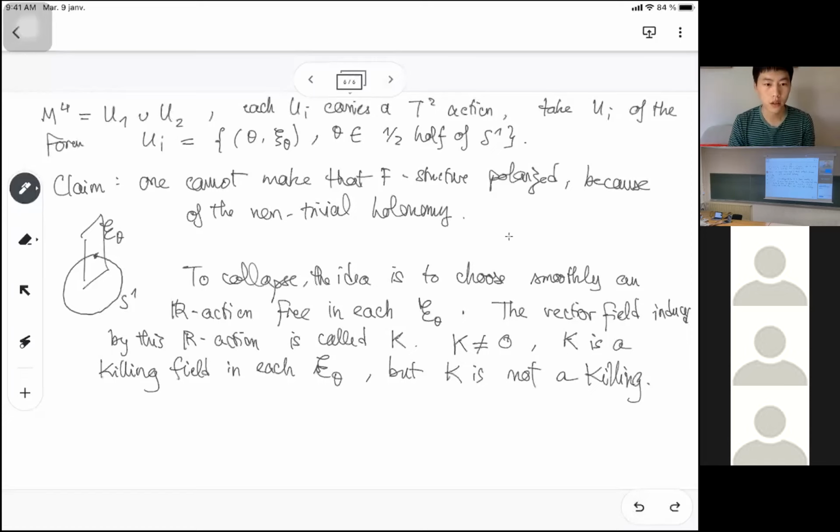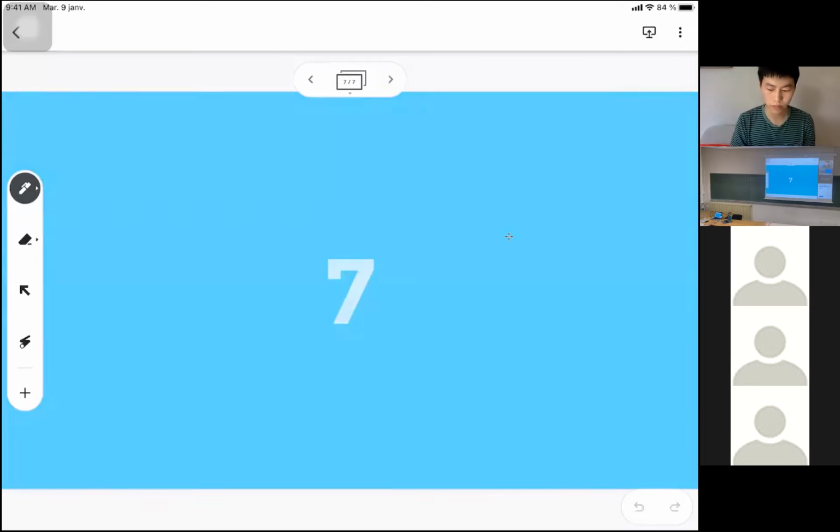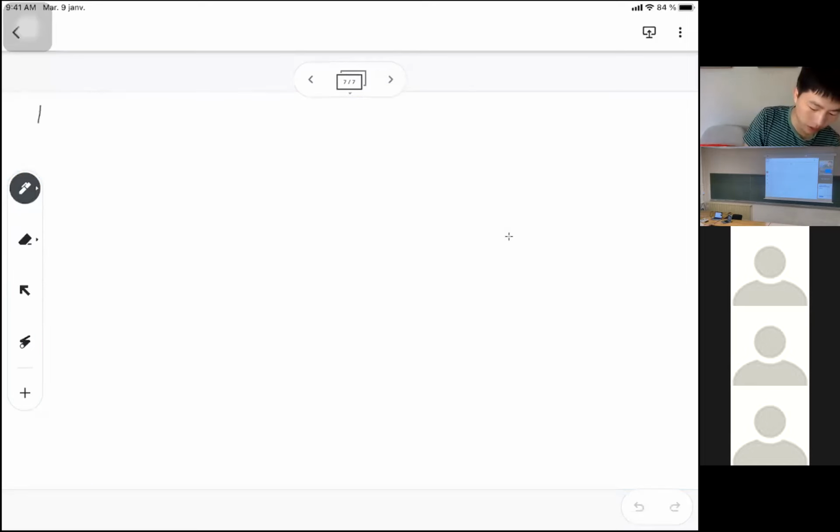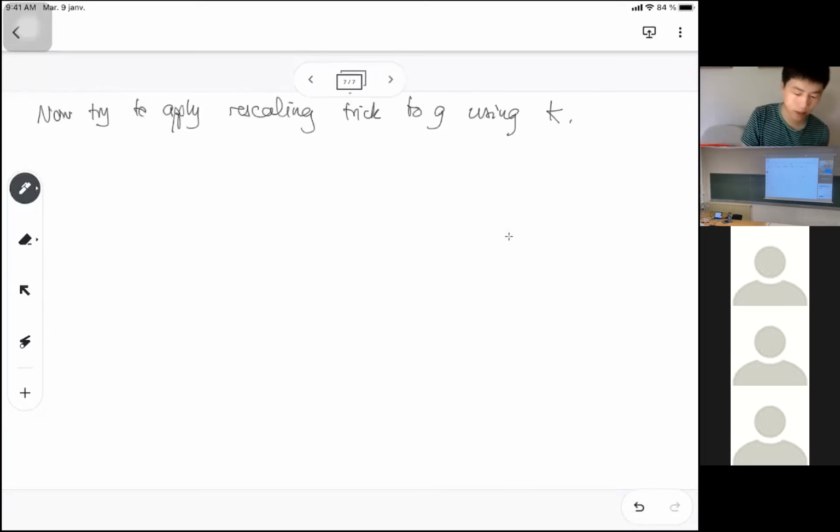So I'm going to finish then to illustrate what we're doing. So now try to apply the rescaling trick to G using K. And the second idea is that because K is not a killing field, you cannot just rescale, contract the metric in the K direction. You might need to expand the metric in some orthogonal direction in order to compensate for the fact that K is not a killing field.